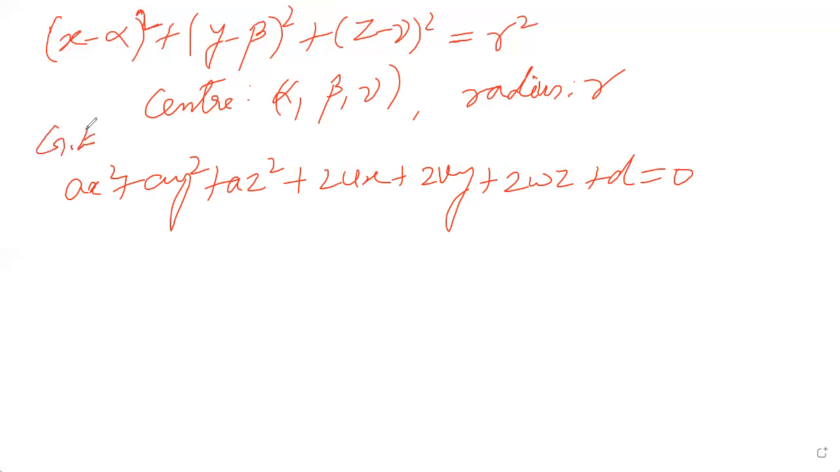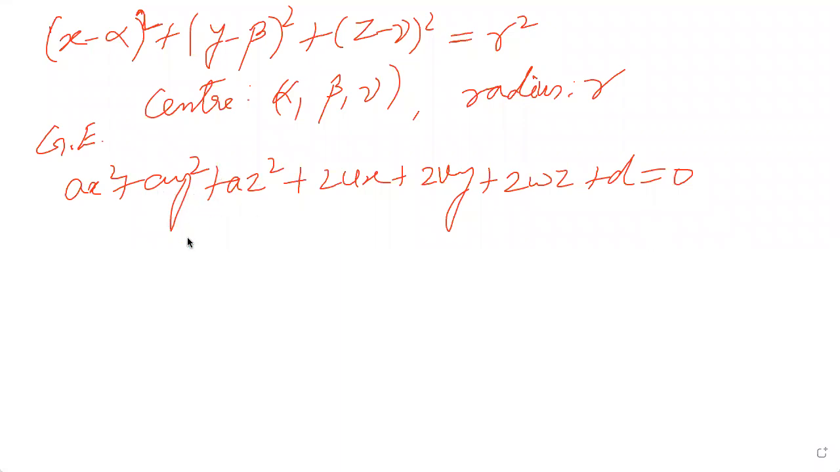You have studied in your coordinate geometry the general equation of a conic, right? There the z term was absent. If you put the z term 0, then it will become the general equation of a circle, because you have a the same for x square, y square.